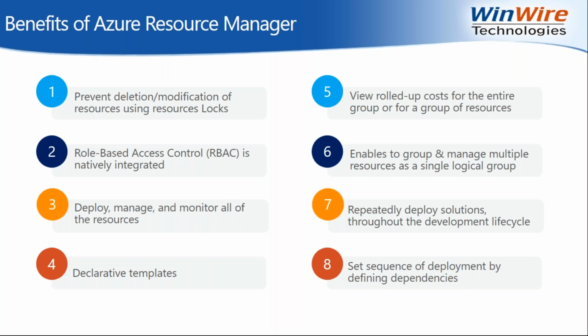And we also can set a sequence for deployment of the resources using the declarative templates again. So in case you want to deploy certain resources first and then sequence it with other resources, for example, if you wanted to create a virtual network, a subnet, a storage account, and then a virtual machine, you can actually declare that in the template, and using that sequence, only those resources would get deployed.